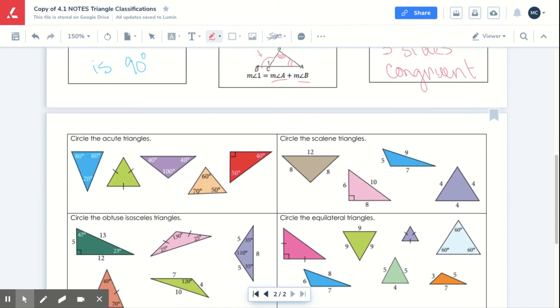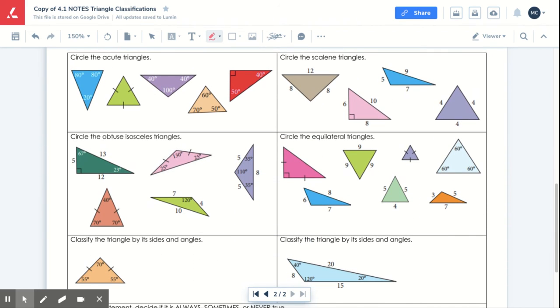Alrighty, so on the next page here, there are a few triangles to classify, and it tells you how to classify them. It also just wants you to identify a few that are acute, scalene, isosceles, equilateral. So you need to pause the video here and complete all of the exercises on this screen here, and then come back and check. And if you missed any of them, make sure you either go back and try to figure out why you missed it, or if you can't figure out why you missed it, then write it down as a question and then ask me in class on our next class day.